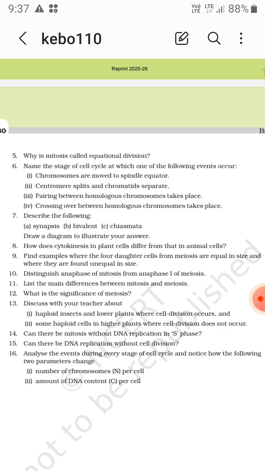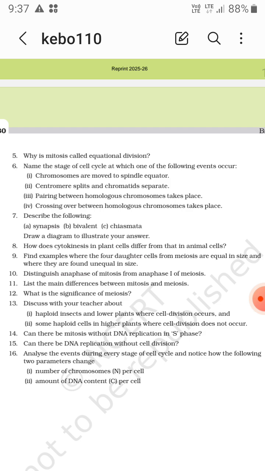Synapsis occurs in the pairing of the two homologous chromosomes. Synapsis occurs in the zygote stage. Now bivalent: there is formation of a bivalent, that is, two homologous chromosomes, which has 4 chromatids.